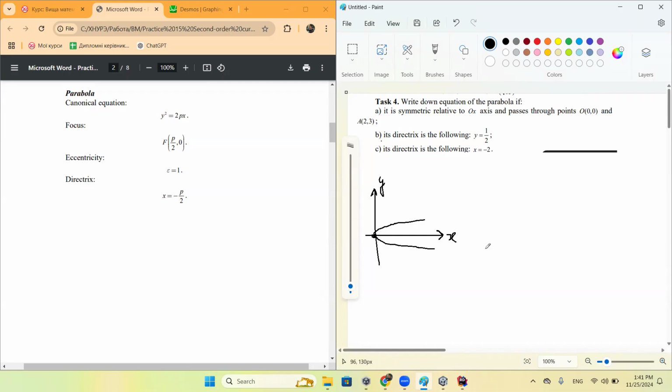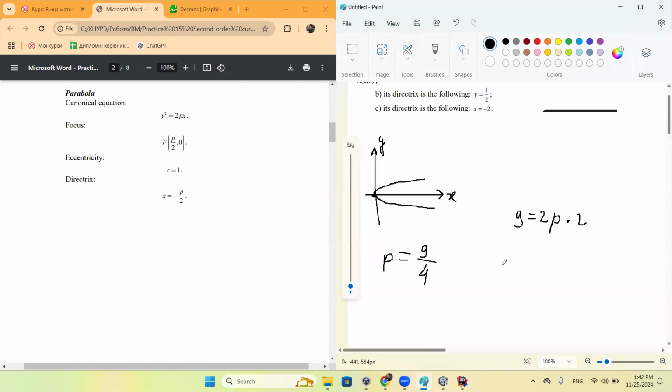So we need to find the parameter. We substitute this point into the equation, and we will find the parameter p. So 9 equals 2p by 2. So p equals 9 by 4.